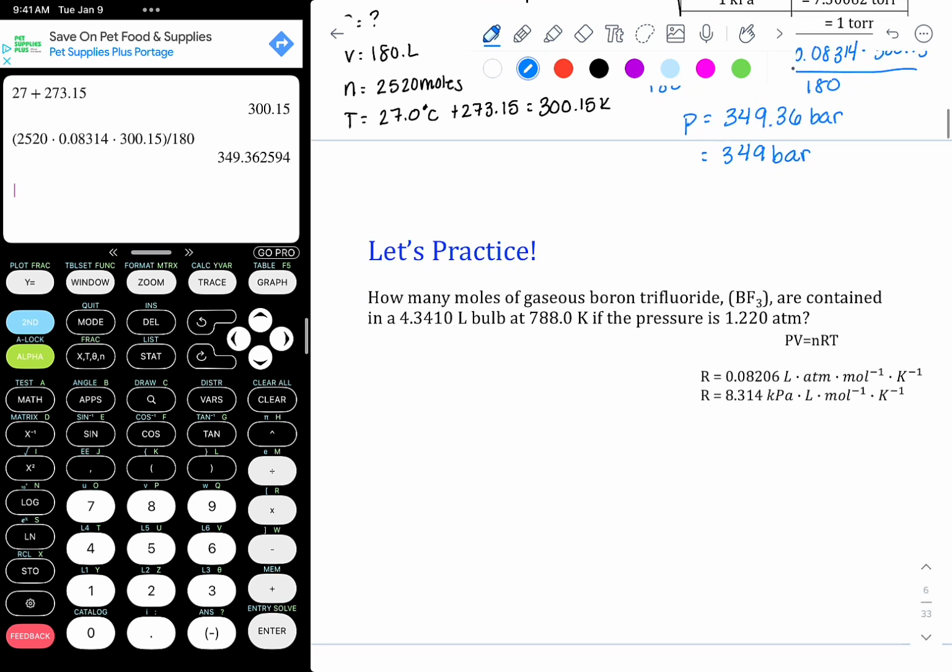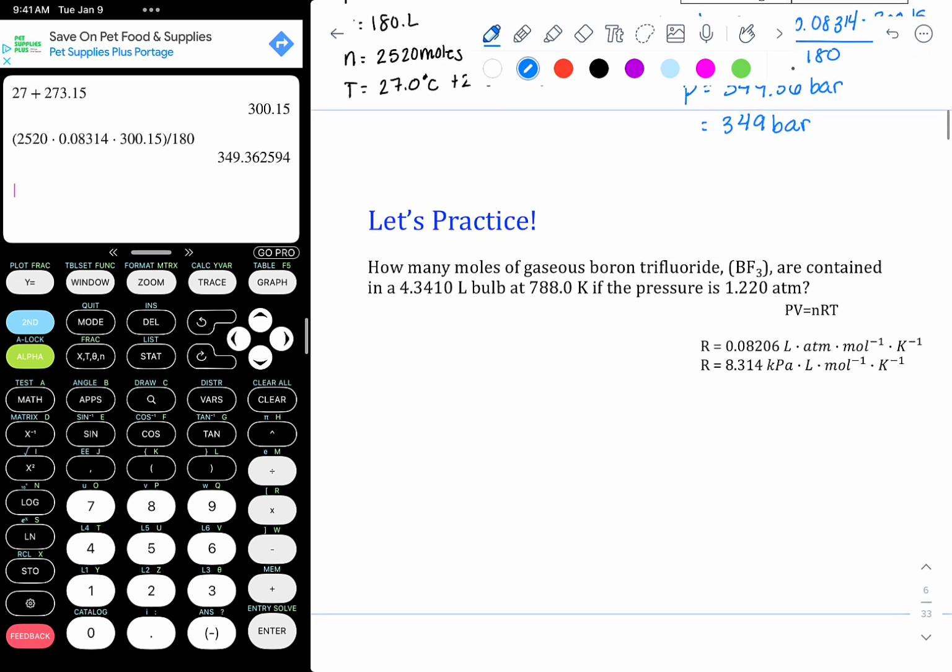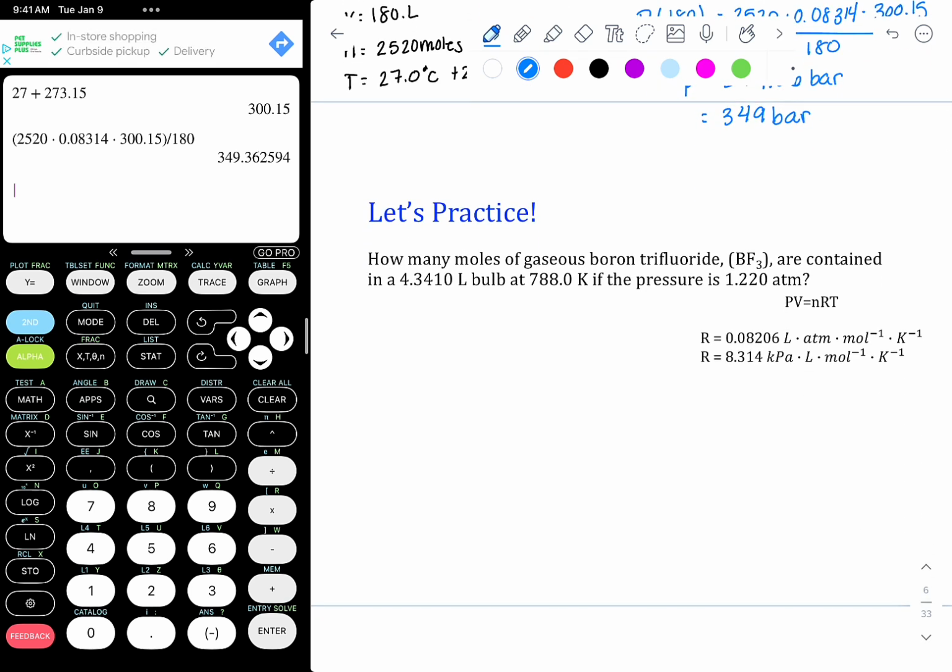Let's try another one. How many moles of gaseous boron trifluoride are contained in a 4.3410 liter bulb at 780 Kelvin if the pressure is 1.220 atm?